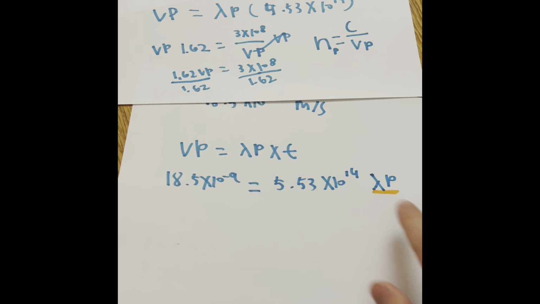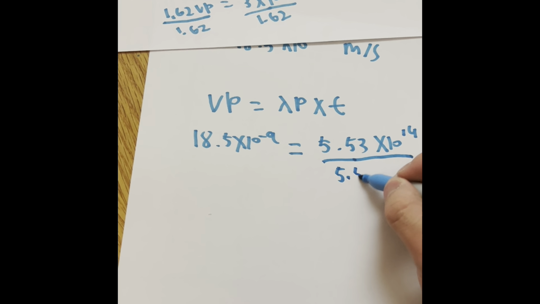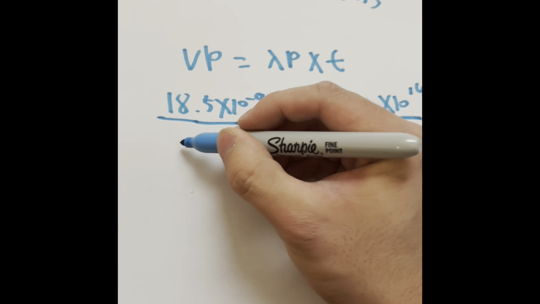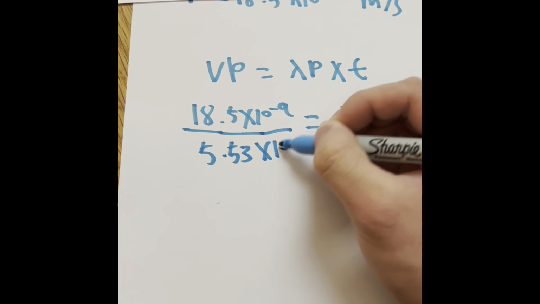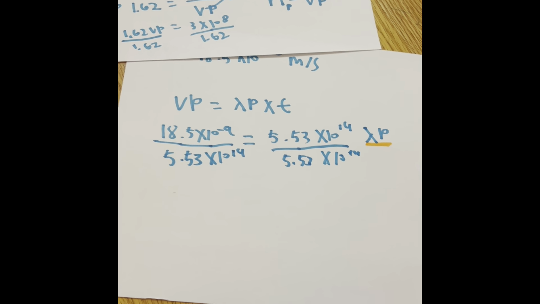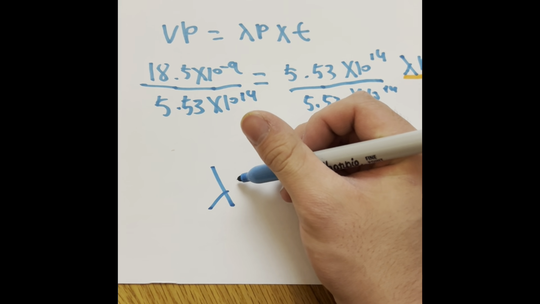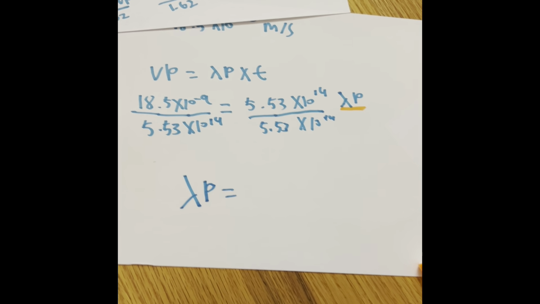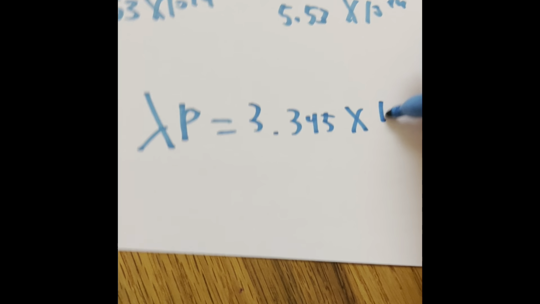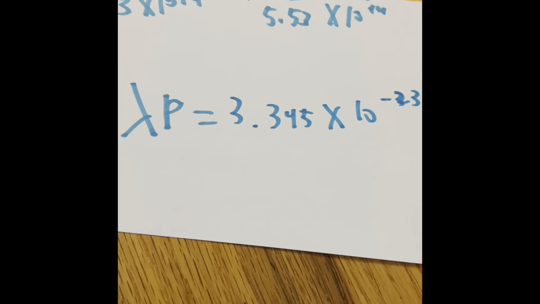Now, solve. We solve by getting the wavelength inside the prism alone. Divide this side by 5.53 times 10 to the 14th power, and divide this by 5.53 times 10 to the 14th power. There's a lot of power. Power this, power that, power everywhere. When you do that, your final wavelength inside P should be equal to 3.345 times 10 to the negative 23 meters?